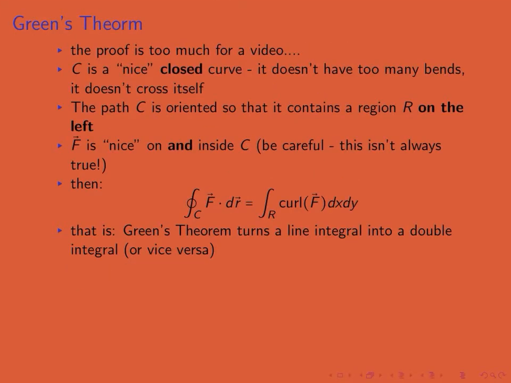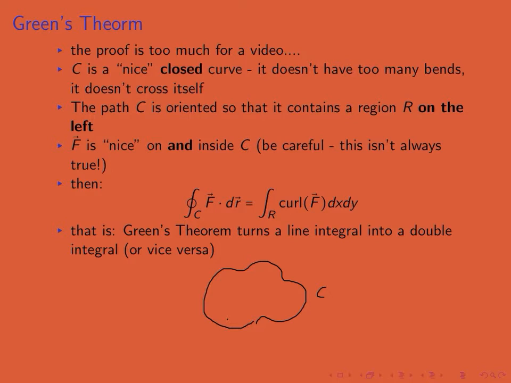So here's why the curl turns out to be so important. I'm going to leave out the proof right now. It would take too much to put it in a video, but you're welcome to ask me about it. So here's the idea. If I have a closed curve, and this curve needs to be nice, so in particular it shouldn't be too bendy and it shouldn't cross itself. If it crosses itself, then simply split it up into several different curves.